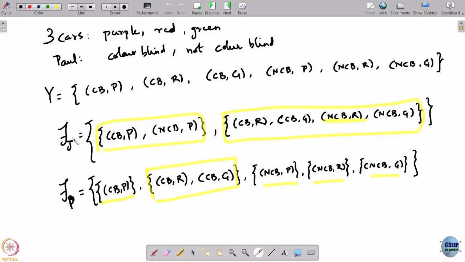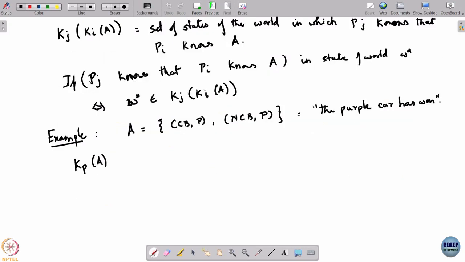What about John? When does John know that the purple car has won? Again, when the true state of the world is this, and when the true state of the world is this, because the element of the partition that they end up defining is this, and that is actually A itself. So it's a subset of A. Therefore, in both of these states of the world, John knows that the purple car has won. So once again, John knows that the purple car has won when the purple car has won, right? Okay. So Kp of A is equal to Kj of A is equal to A. Now, there is something really interesting that has happened here: the states of the world in which each of these players knows this event A is equal to A itself.